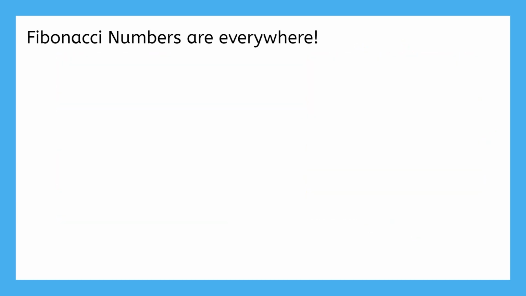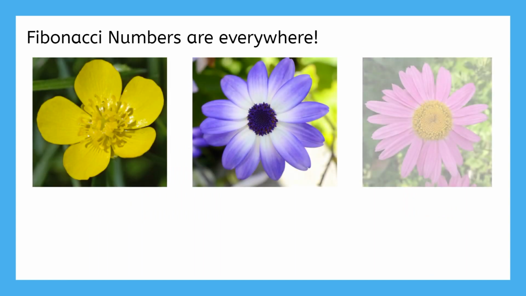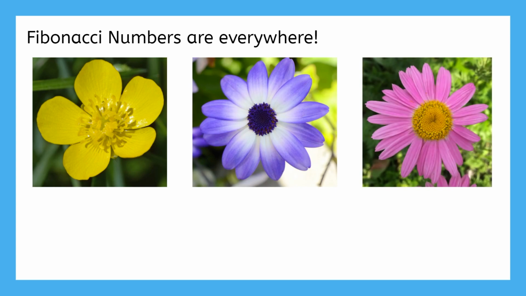Many flowers, when they have all of their petals, have a Fibonacci number for their number of petals. Pause the video and count the petals on these flowers to check. The first is a buttercup, which has 5 petals. The second is a cineraria, which has 13 petals. The last flower is a pyrethrum, which has 34 petals. That last one was probably difficult to find all 34, but they are all there.